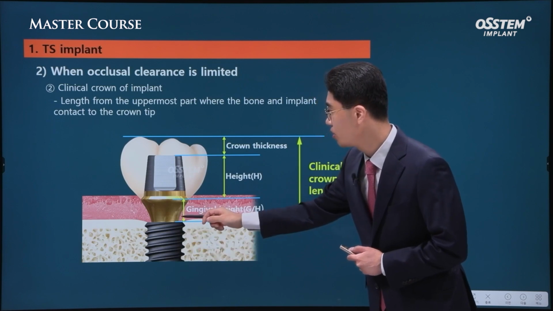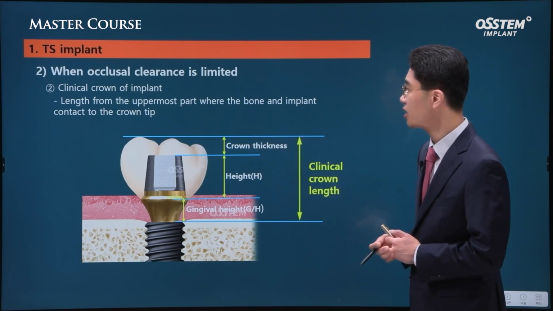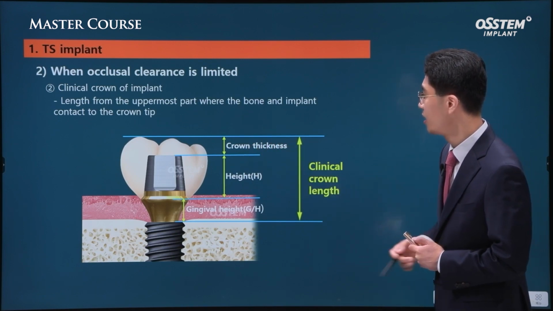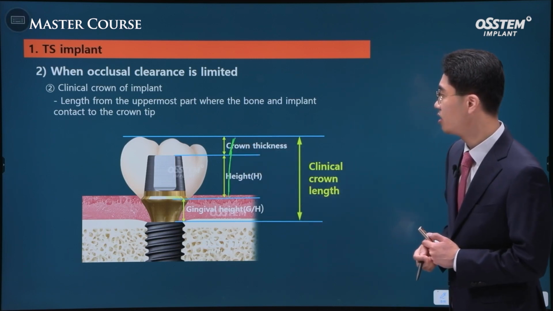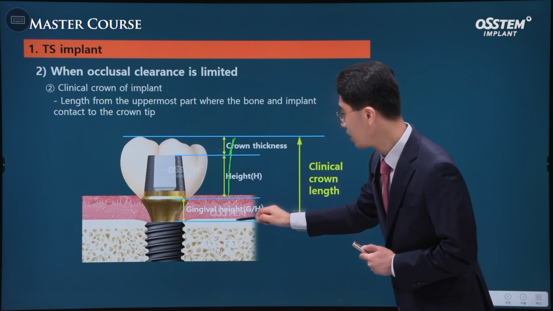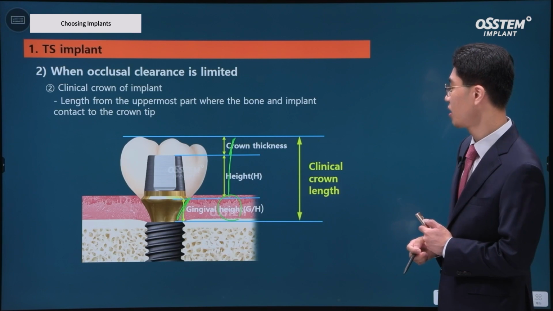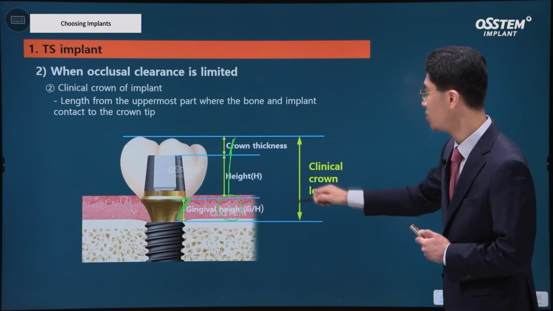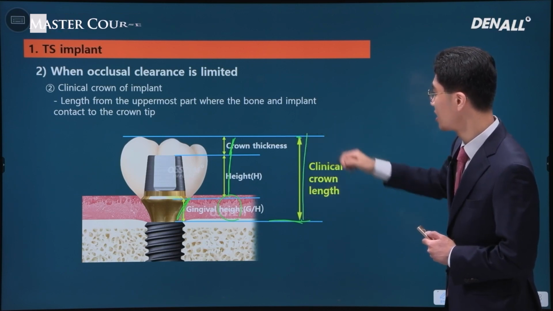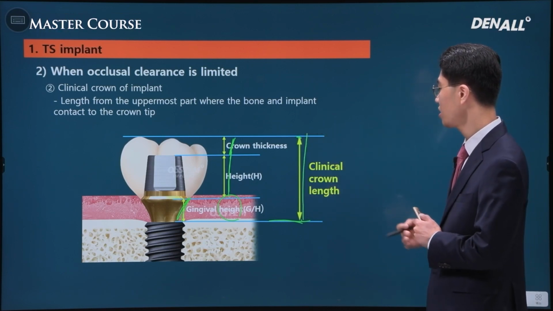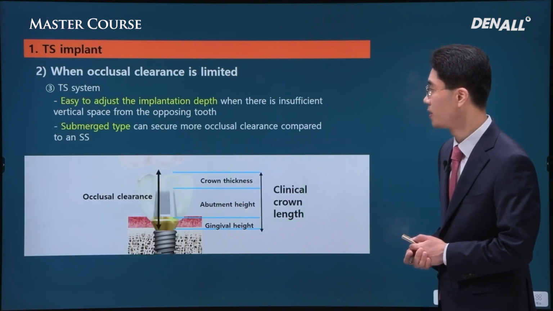After we place implant and connect the abutment, on top of it, crown is fabricated and placed. The abutment height and crown thickness need to be considered. The gingival height should be considered as well. Clinical crown length needs to be considered from the implant top to the occlusal surface of the crown. That is the way to proceed with surgery.